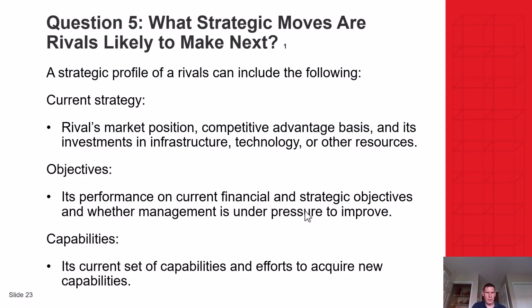So what strategic moves are rivals likely to make next? A strategic profile of rivals can include the following. What is the current strategy of the rival? That could include the rival's market position, competitive advantage basis, and its investments in infrastructure, technology, or other resources. What are its objectives? Its performance on current financial and strategic objectives, and whether management is under pressure to improve. And also capabilities: its current set of capabilities and efforts to acquire new capabilities.